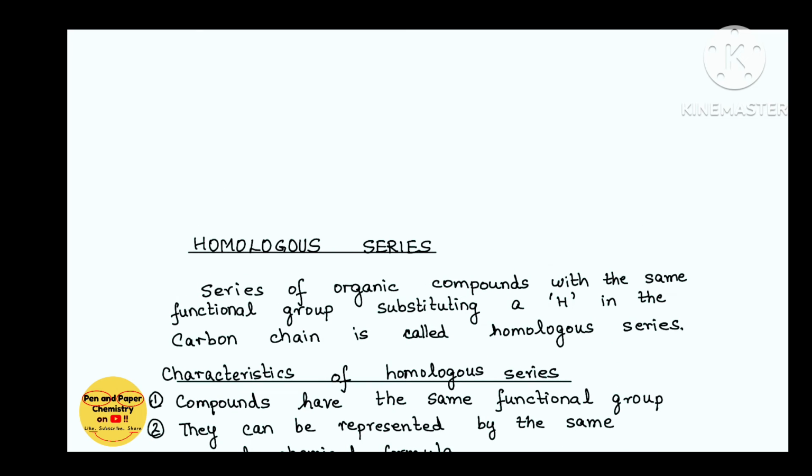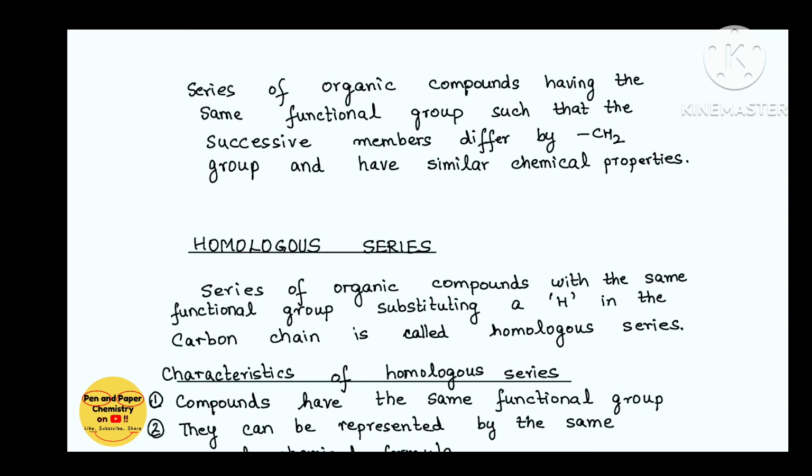I could also define homologous series as a series of organic compounds having the same functional group such that the successive members differ by a CH2 group and have similar chemical properties. This is another, I would say, more exact and less confusing way to define homologous series. But my advice to you would be to follow your curriculum textbook and answer according to that. So, a series of organic compounds. This is another definition for homologous series.